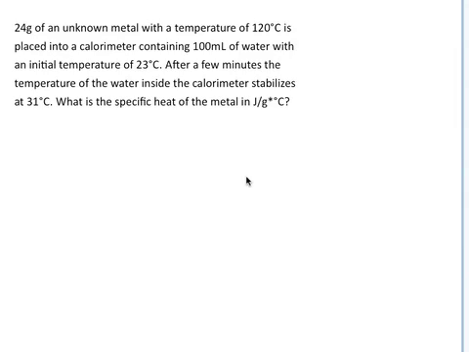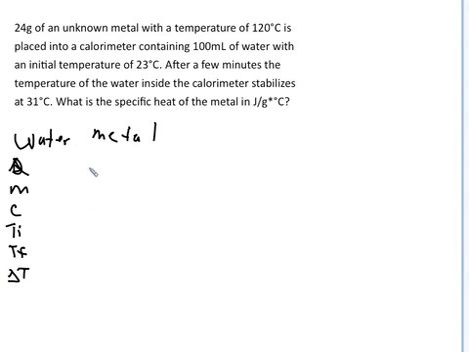So the first thing that you need to do is make a list of what you have. Okay, so we have a metal and we have water. So I like to make a list for water, and I like to make a list for metal. And for those things, we need to know the Q, the m, the specific heat, the initial temperature, final temperature, change in temperature. We're going to need to know that for both. So I just make a list. That helps me keep track of things when I read the problem.